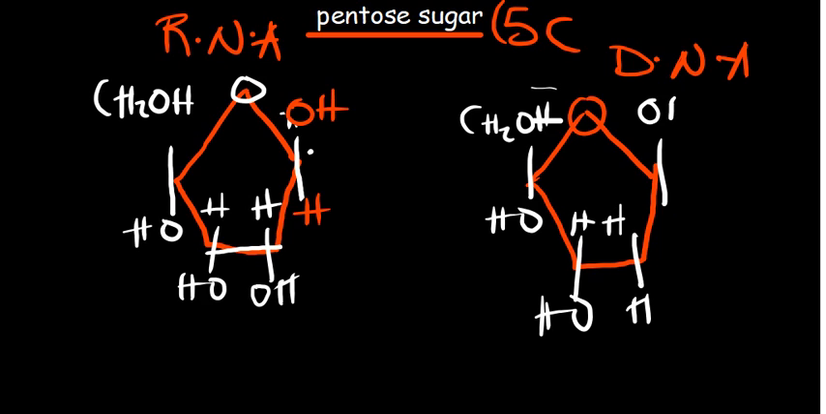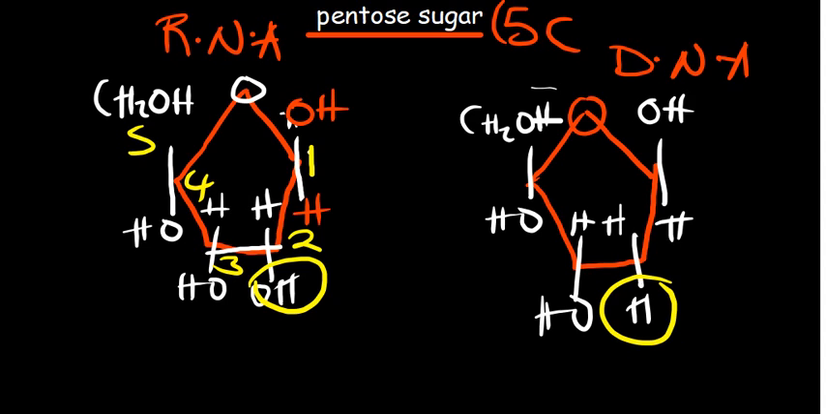Basically the difference is only on carbon 2. When it comes to the positioning of carbon atoms, we start from that point, so it's 1, 2, 3, 4, and 5. It's a 5 carbon sugar. The difference is on carbon 2. When you look at carbon 2 of the other pentose sugar, there is no oxygen. Due to the lack of oxygen there, it is called deoxyribose. So the pentose sugar found in DNA is deoxyribose. On the other hand, the pentose sugar on this side for RNA is ribose.